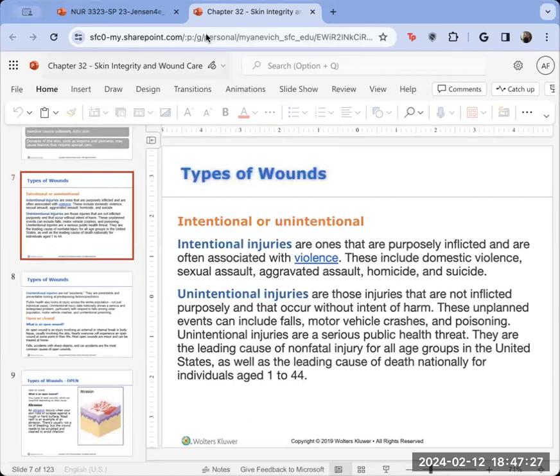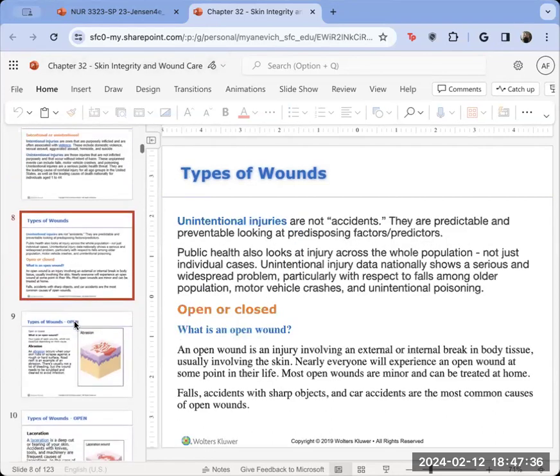So, there's intentional, I've never seen them ask any of that, but obviously intentional injuries would be someone trying to inflict pain, and unintentional would be like an accident or something.